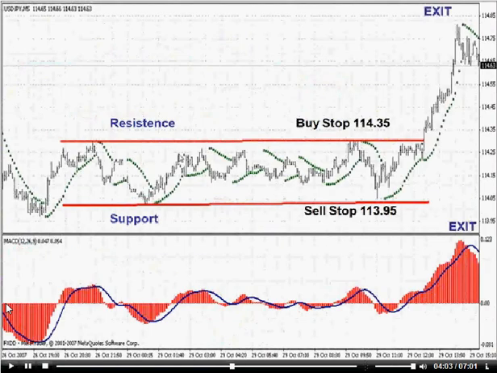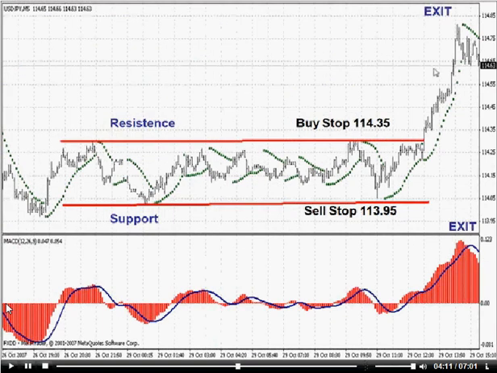Now let's take one more example. This is the US Japanese yen 5-minute chart and the currency is going sideways and then suddenly there's a breakout. So we have placed a buy stop order over here and a sell stop order over here, 15 pips above the resistance and 15 pips below the support. Since there's a breakout on the upside, the buy stop gets executed.